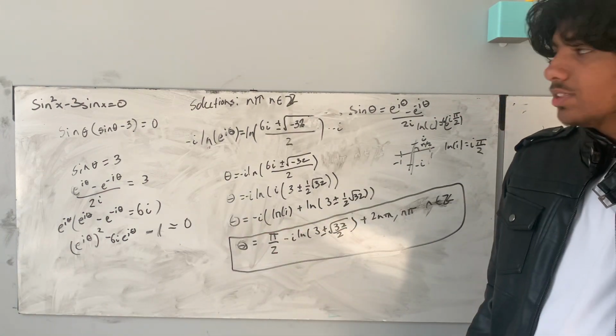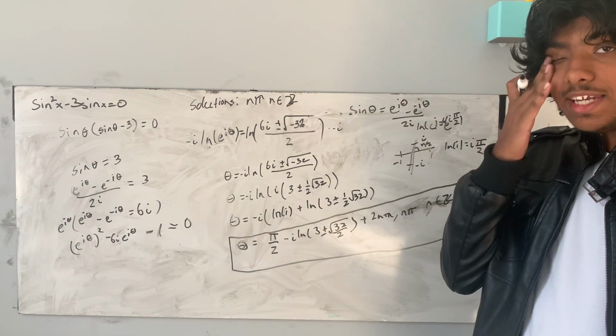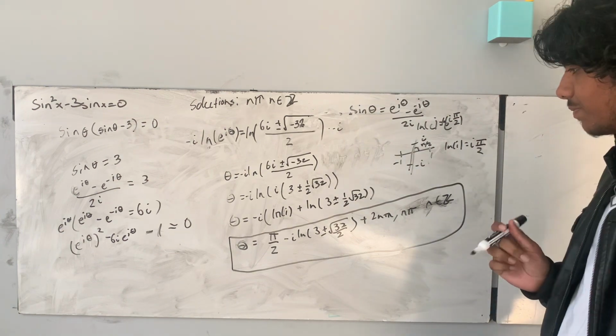sine squared x minus 3 sine x equals 0. So yeah, pretty interesting.